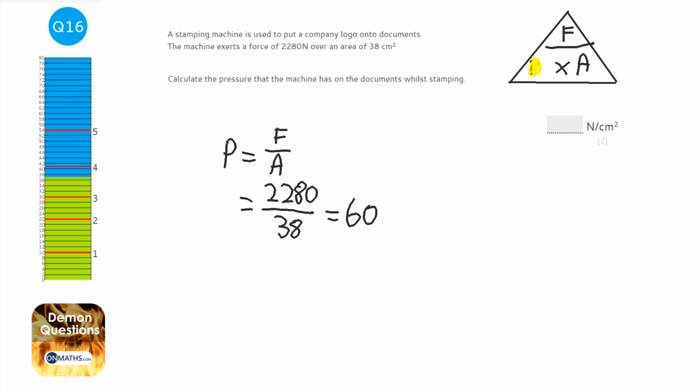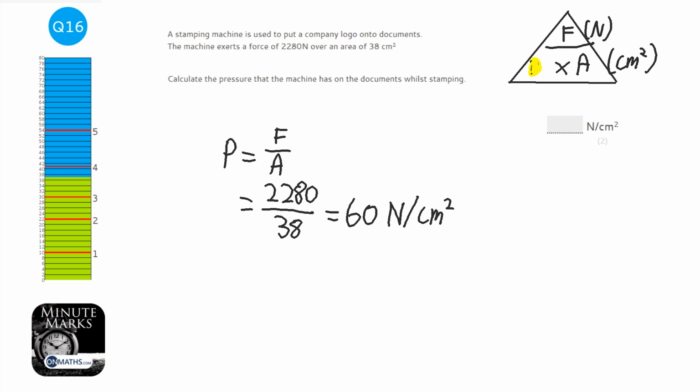Now the units, because force is in newtons, and because area is either in meters squared or centimetres squared normally, then the units are newtons per centimetre squared. So it's 60 newtons per centimetre squared. Don't forget, it could be meters squared, newtons per metre squared, and that's absolutely fine for pressure.